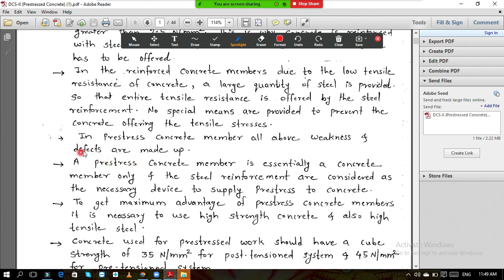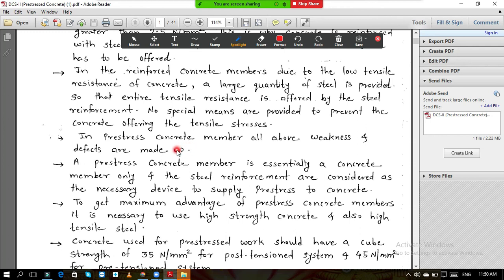Next point is in Prestress. Don't write down the notes these points. I will send this soft copy to everybody. Okay, on group I will give this soft copy to everyone. So there is no need to write it down.